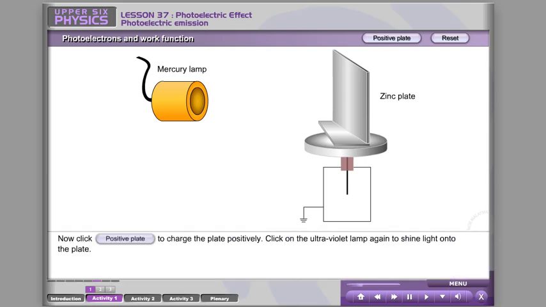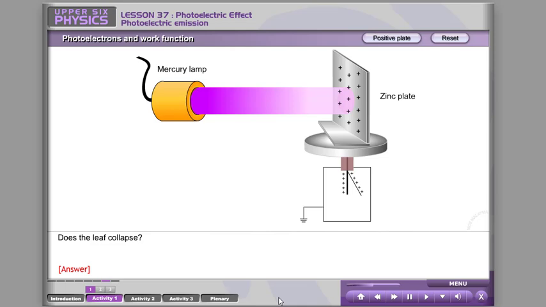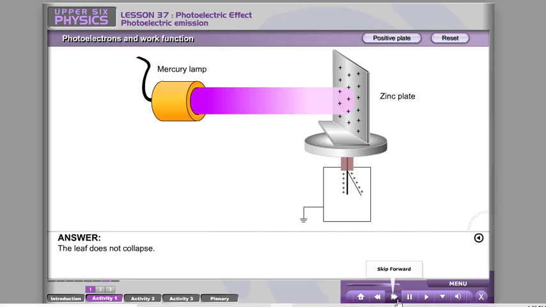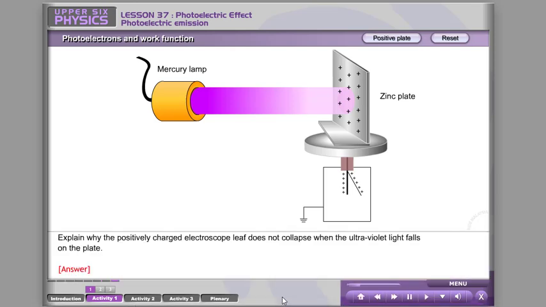Now click the positive plate button to charge the plate positively. Click on the ultraviolet lamp again to shine light onto the plate. Does the leaf collapse? Answer: the leaf does not collapse. Explain why the positively charged electroscope leaf does not collapse when the ultraviolet light falls on the plate.